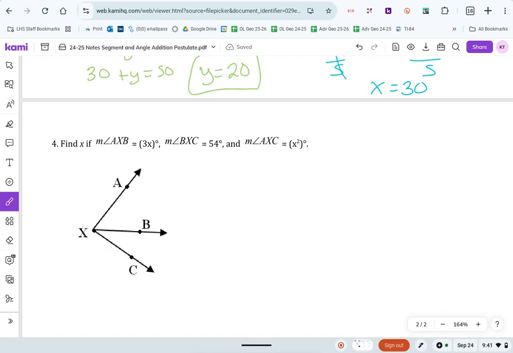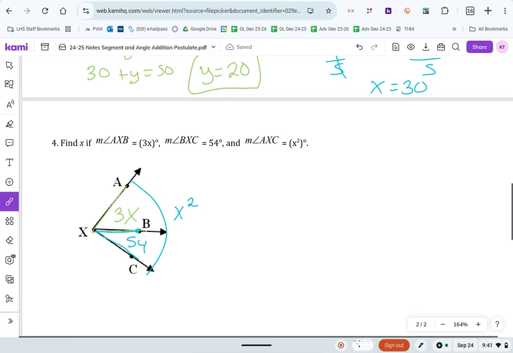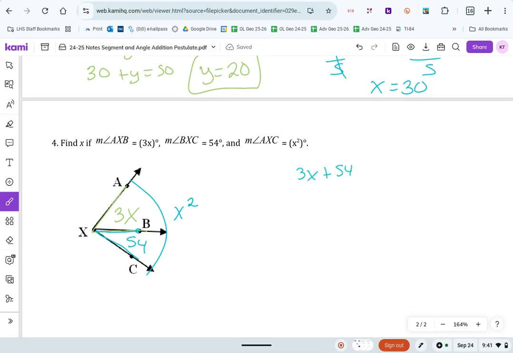We are solving for x on this one. We are given the measure of angle AXB. So this top angle is 3x. The measure of angle BXC, so the bottom angle, is 54. And the measure of AXC, so that's the whole thing, is x squared. So we can do part plus part equals whole. That's the angle addition postulate. So 3x plus 54 equals x squared.